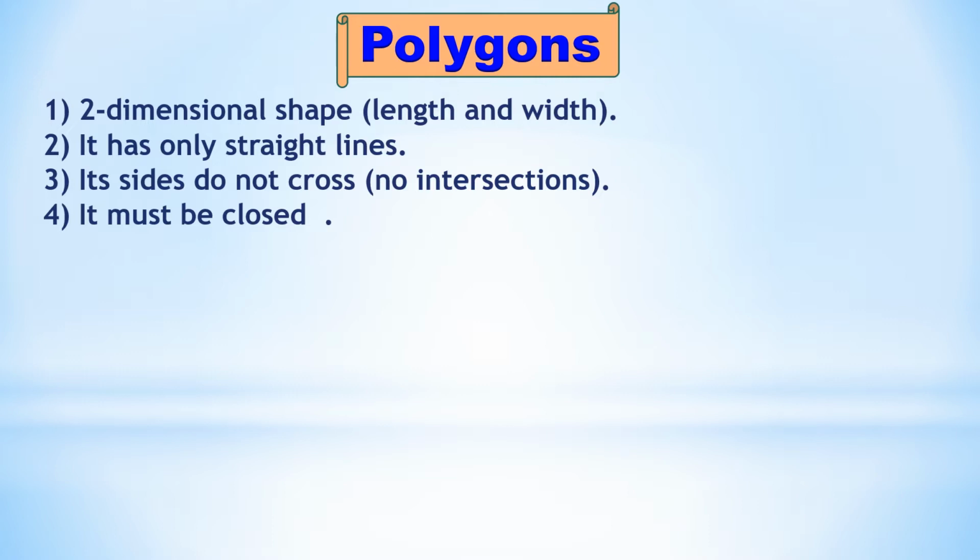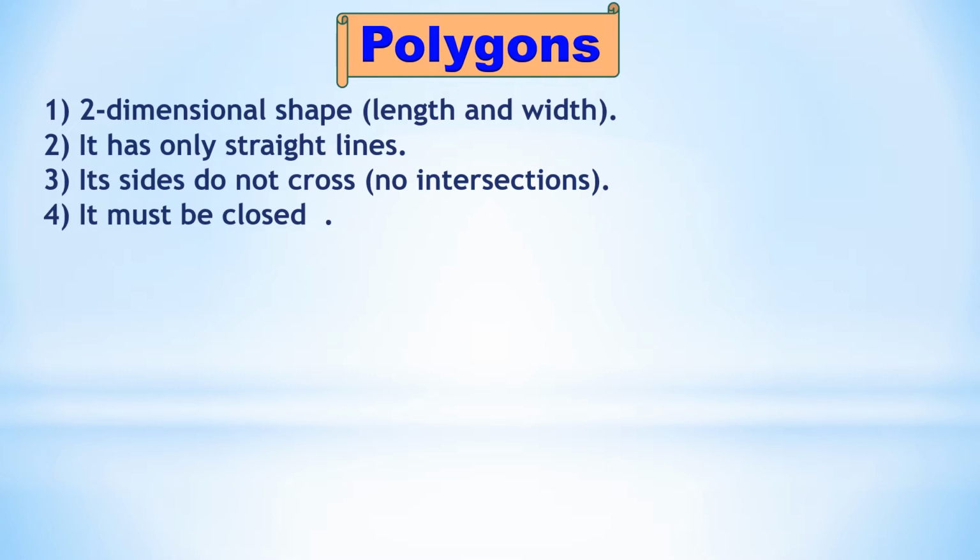It means no intersection inside polygons, and this is the new condition today. The sides of polygons don't cross together. It means no intersection inside polygons, and we will see with an example now. Number 4, it must be closed.